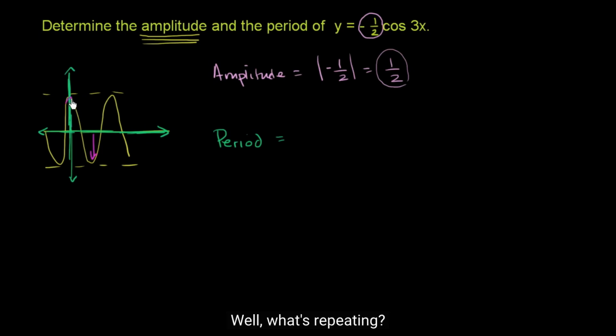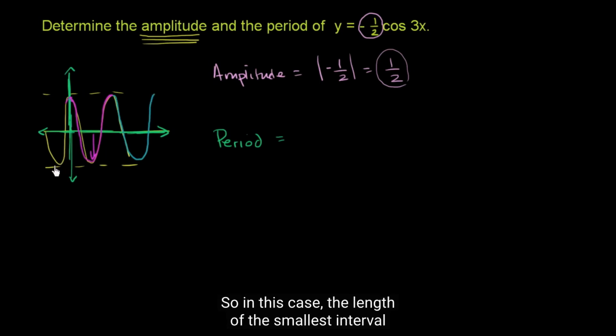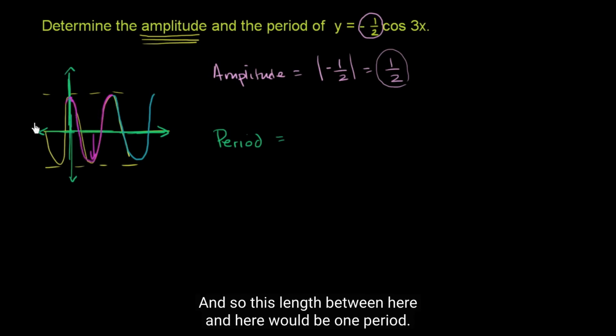So what do they mean here? Well, what's repeating? We go down and then up, just like that. Then we go down and then we go up. So in this case, the length of the smallest interval that contains exactly one copy of the repeating pattern, this length between here and here, would be one period.